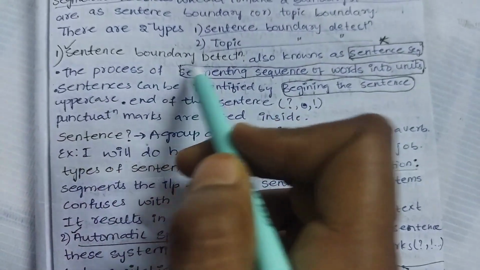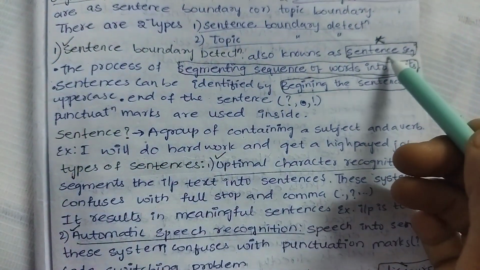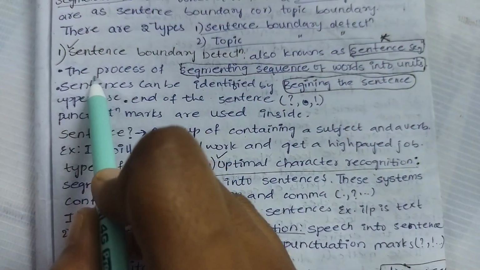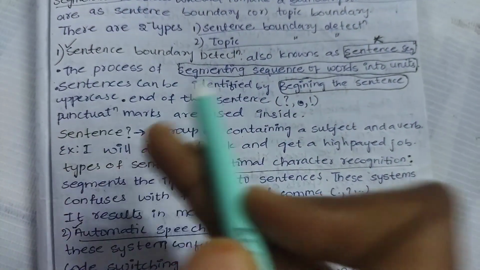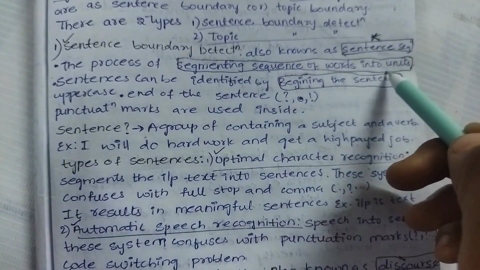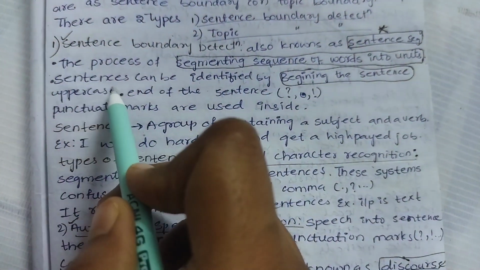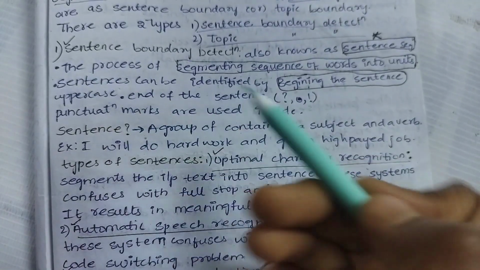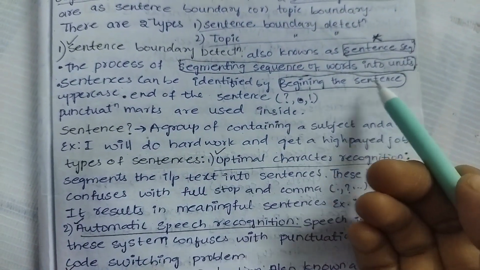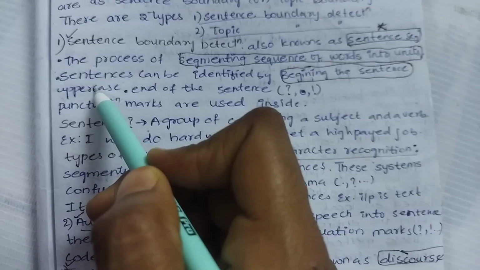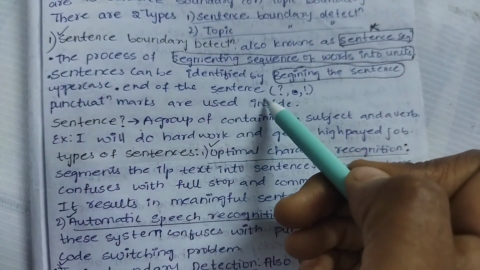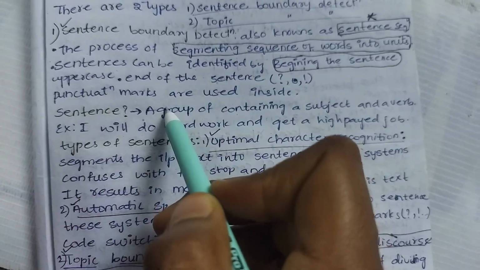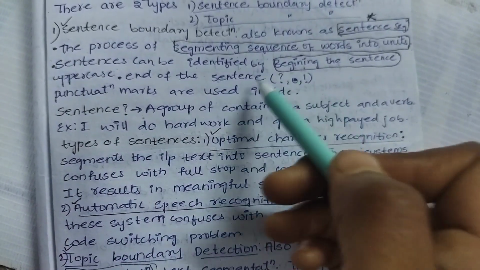There are two types: sentence boundary detection and topic boundary detection. The first type, sentence boundary detection, is also known as sentence segmentation. This process is used for segmenting or dividing the sequence of words into units. After dividing the words into units, we identify the sentences: the beginning of a sentence is uppercase, and the end of a sentence has a question mark, dot or exclamatory symbol. Punctuation marks are also used inside the words.